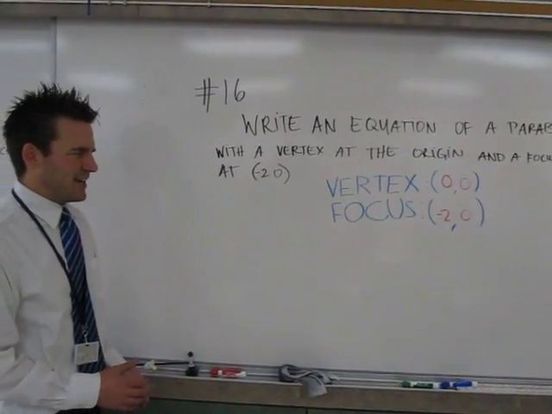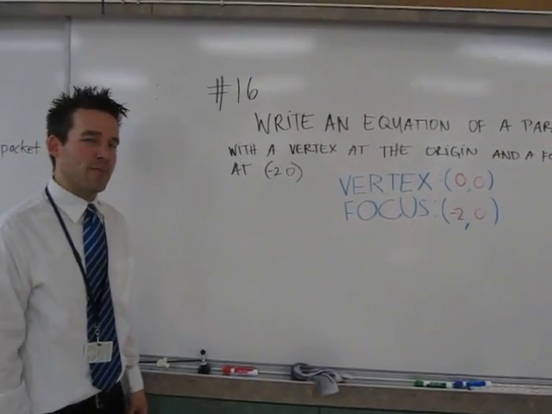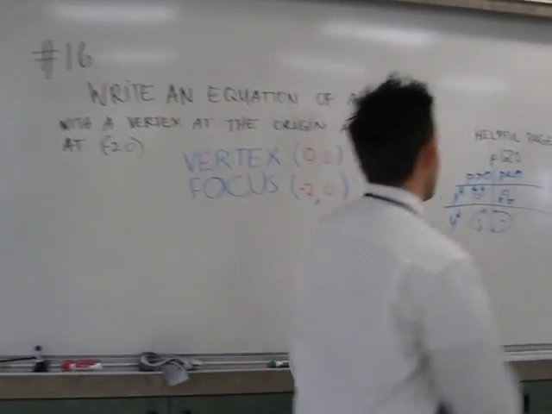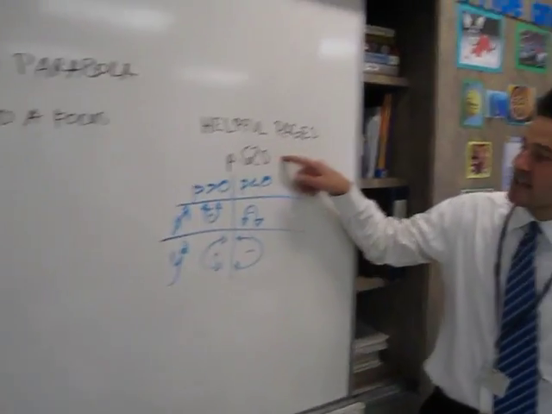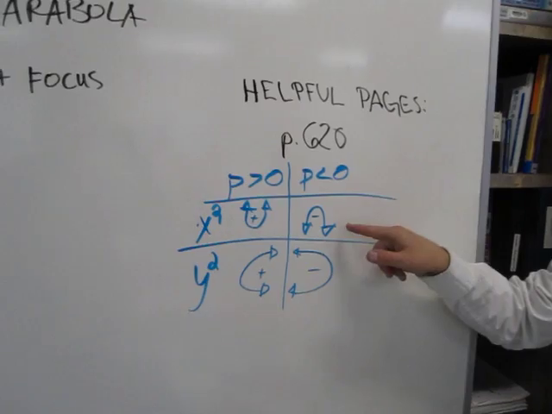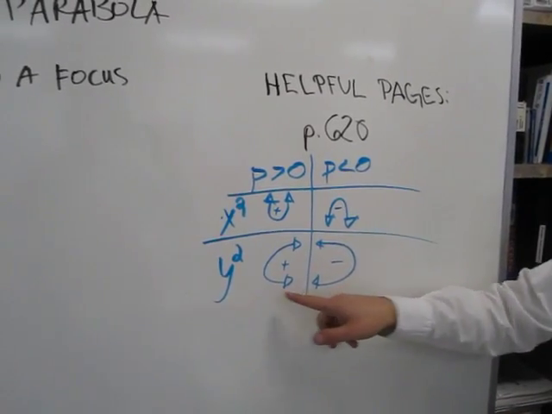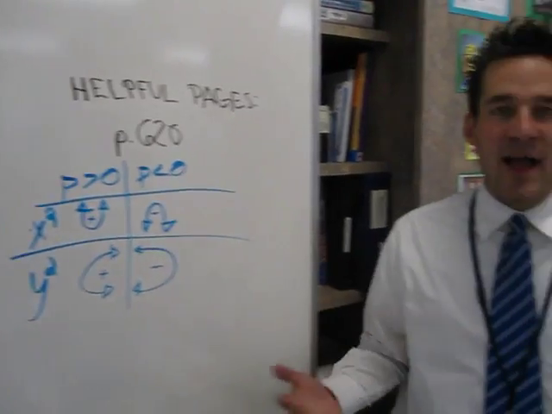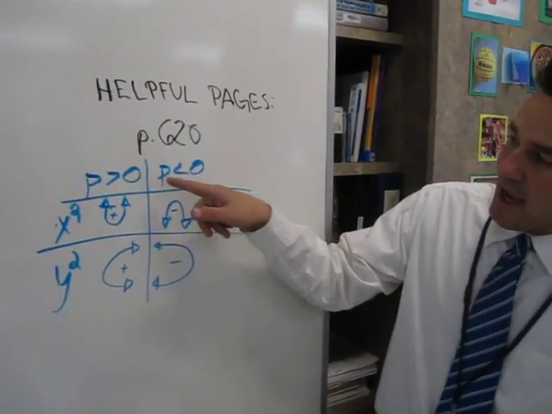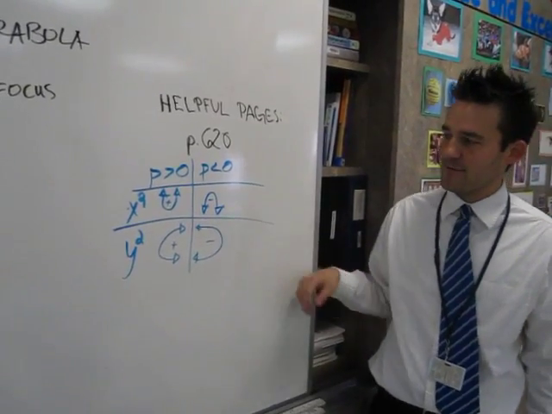Now, the strategy here is to graph this and try to figure out what type of parabola we have. A helpful page for this is 620. Parabolas either point up or down, those are with x squared terms, or they point right or left. That's if the y term is squared. And we can determine that by looking, is p positive or is p negative?